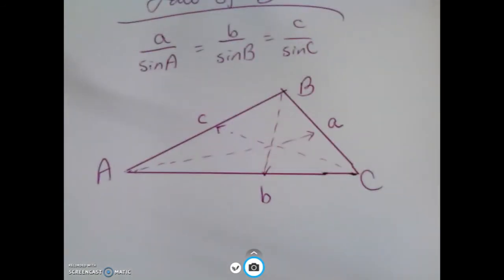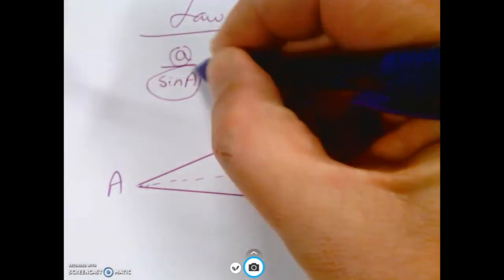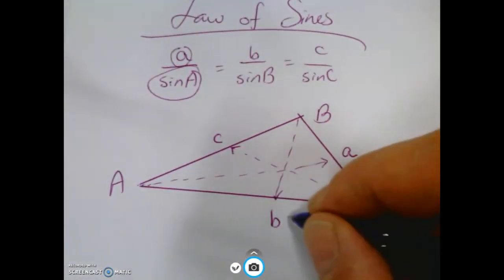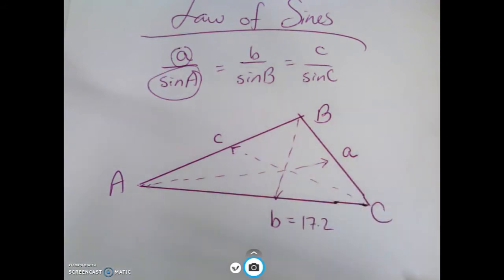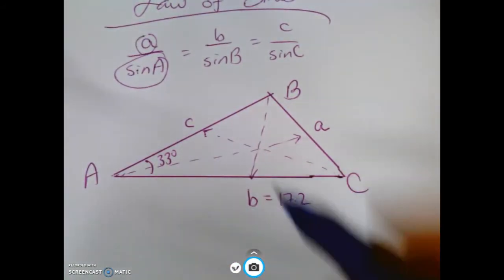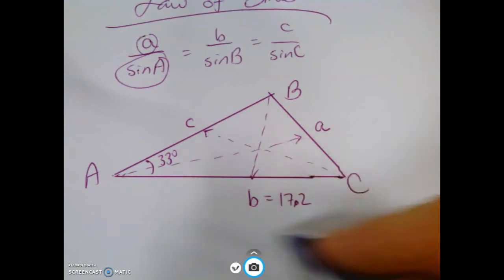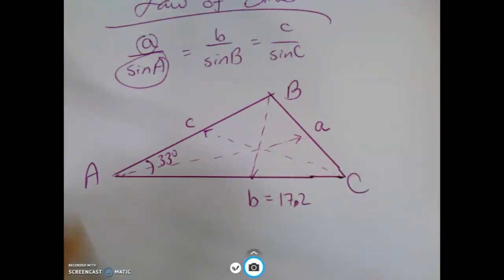Alright. Once you set those up, what is it? Well, this is the side length, this is the angle measure. So this might be 17.2 feet, and this might be 33 degrees. The whole thing here is we're no longer tied to the 30, 60, 90 triangle. We can have any angle, and we can have any side length, and it'll work. So how does that work?